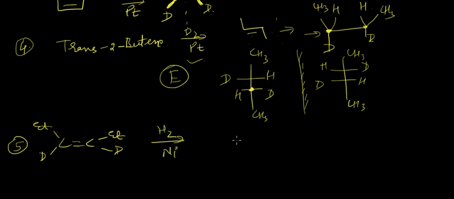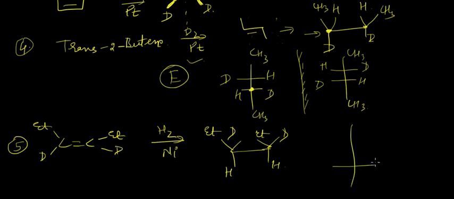So what would happen is, again we would get something like this, where ET, D, H would be here, similarly ET, D and H would be here. So if you draw the fissure of it, you will get something like this, wherein ET is here, D and H are here, similarly D and H are here, ET is here.